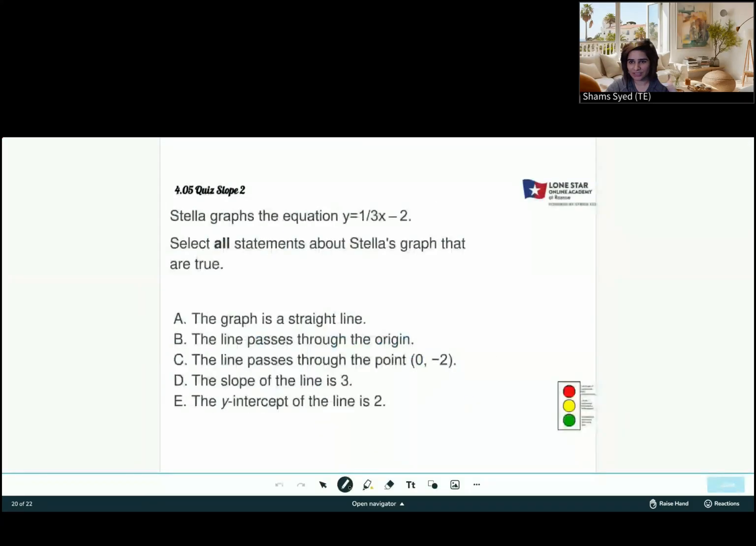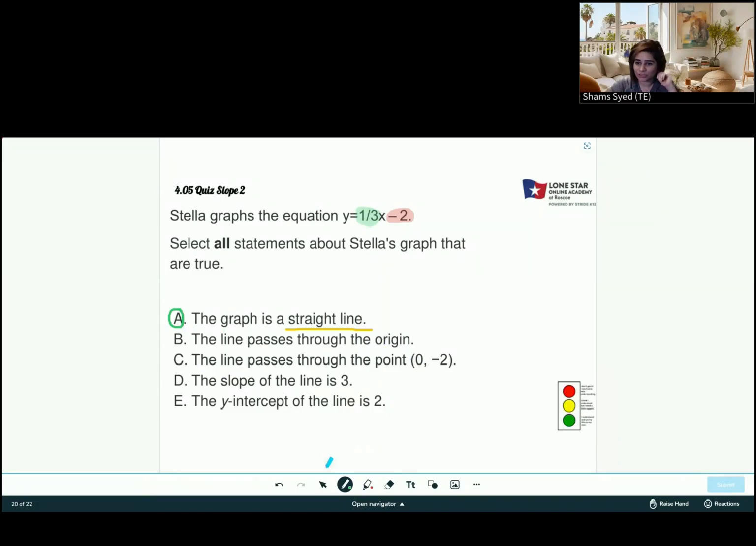The very first question gave us an equation. The equation has a slope of 1/3 and a y-intercept of -2. We are looking at linear functions, and each of these is making a straight line. Yes, that is true. If you graph it, start at -2 and then go up 1 over 3, it is a straight line.